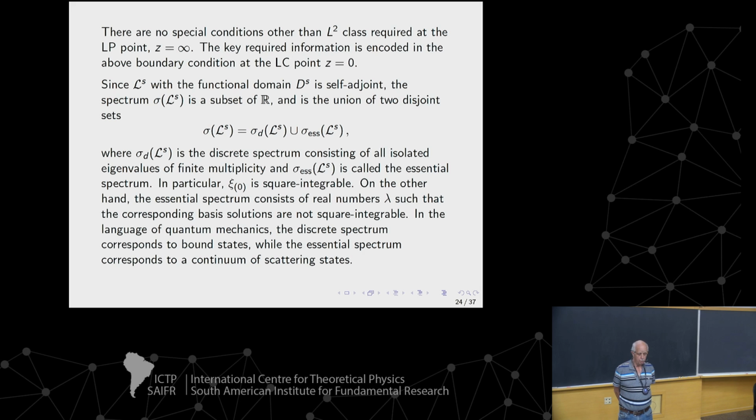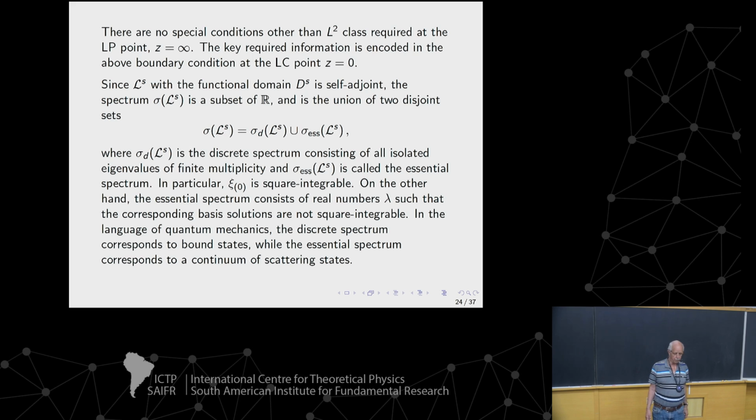Okay, now the spectrum is going to be a subset of the real numbers, and can be a union of two disjoint sets. Basically, the discrete spectrum and the continuous spectrum, which is called the essential spectrum. And then you can characterize various cases. The essential spectrum consists of real numbers where the basic solutions are not square integrable, but they can be delta function integrable. So this basically corresponds to the distinction in quantum mechanics between bound states and the continuum.